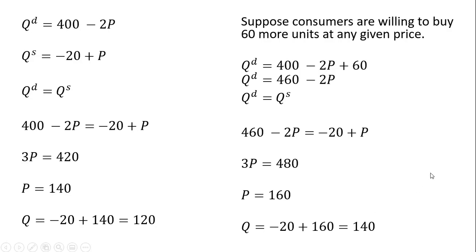So this increase in consumers' willingness to buy the product, because the demand increased and shifted right, leads to a higher equilibrium price and a higher equilibrium quantity.